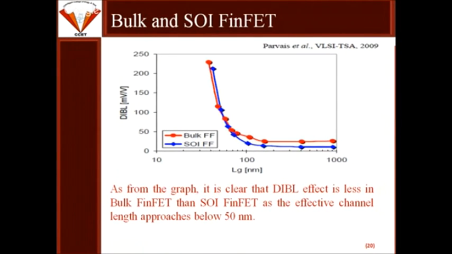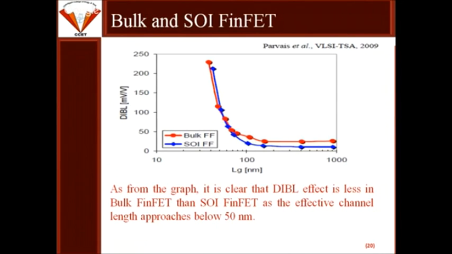So if we look at the curve of DIBL effect with the gate length, as the technology is advancing, the effective gate length is decreasing. Because of that, it is obvious that if gate length is decreasing, the DIBL effect is becoming more prominent. But FinFET is giving you a better option. So we are switching towards FinFET, then Tri-Gate, and then gate all around. From the graph, it is clear that the DIBL effect is less in bulk FinFET than SOI FinFET, marginally though, but it is obvious.